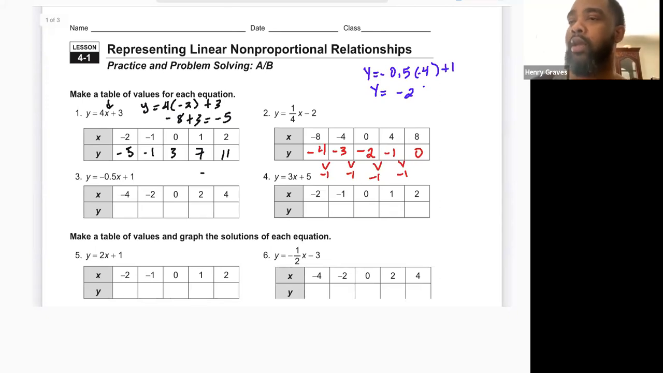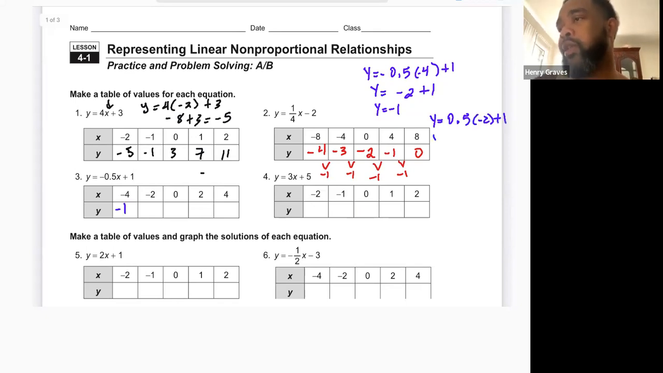Then for the -2, I do the same thing, but this time I'm going to replace the x with -2. So y would equal -0.5 of -2, which is 1, plus 1 is 2.